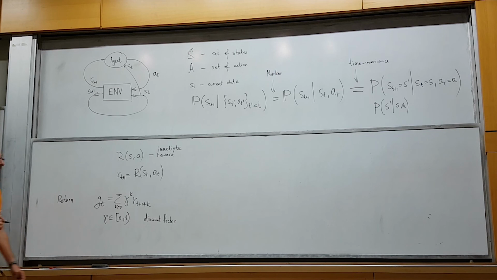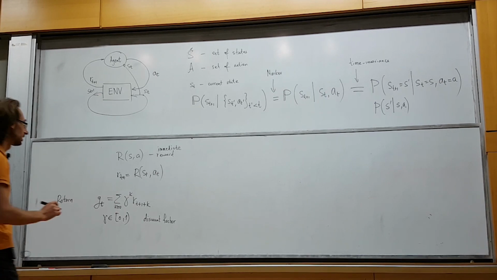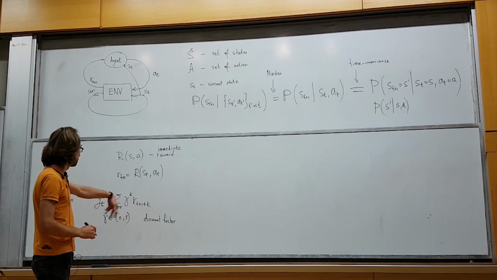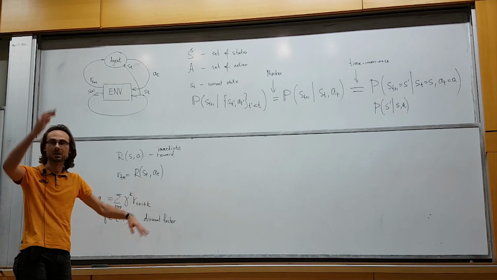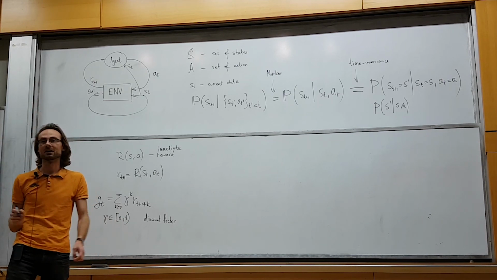Okay? So basically with this discount factor I can define finite returns. Actually, if your immediate return is bounded by some constant, then your cumulative discounted return will be bounded by that constant over 1 minus gamma, right? It's a finite number.